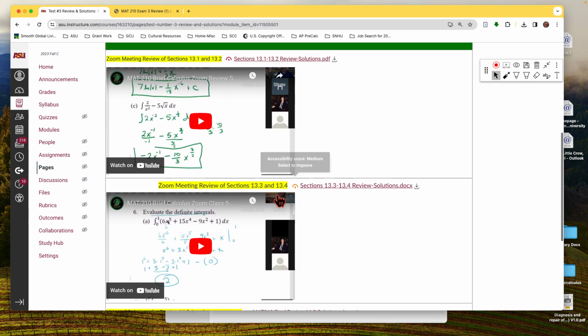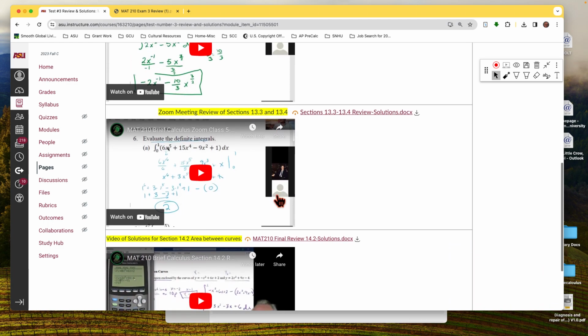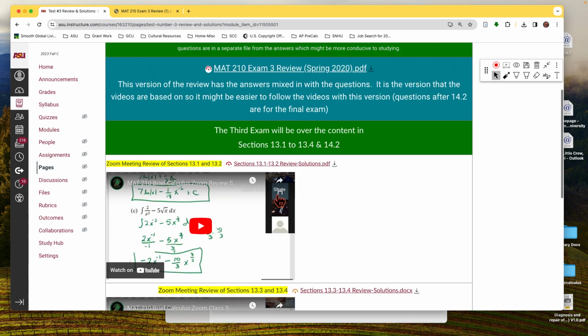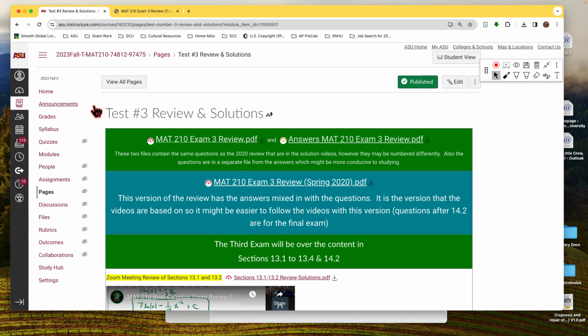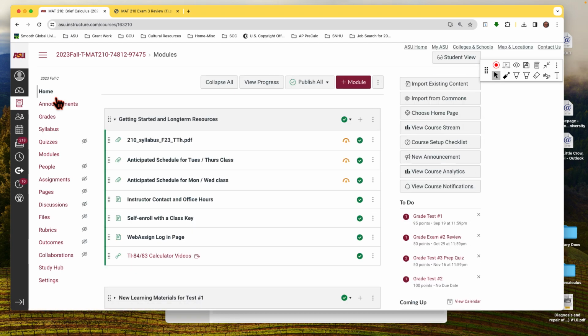So we've got 13.1, 13.2, 13.3, 13.4, and then 14.2. So just 5 sections for this test, just focusing on the integration. Those are all there, and something good to review through. Even if you've worked through them already, maybe just watch them and let it sink in, get some popcorn out, whatever you want to do.